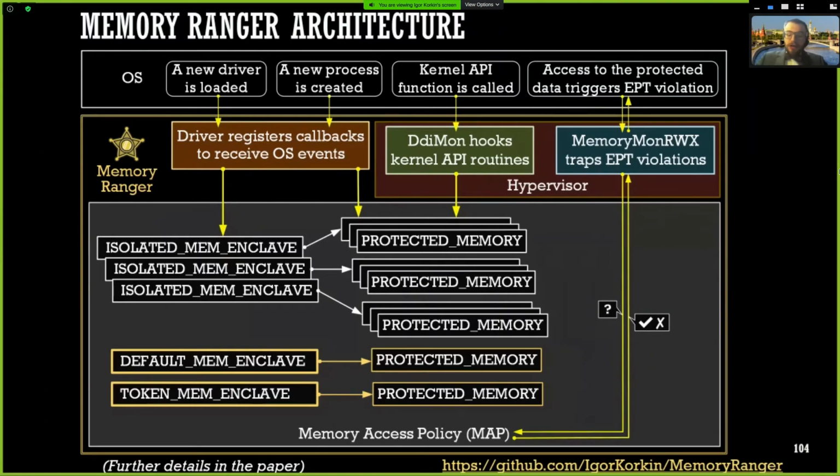The MemoryRanger can hook kernel API functions, for example, ZwCreateFile, to locate the created internal file structures and restrict access to them. The hypervisor controls access to the kernel memory by restricting access and trapping EPT violations. The MemoryRanger provides a flexible memory access policy. The MemoryRanger can be easily updated to prevent new attacks on the OS kernel.